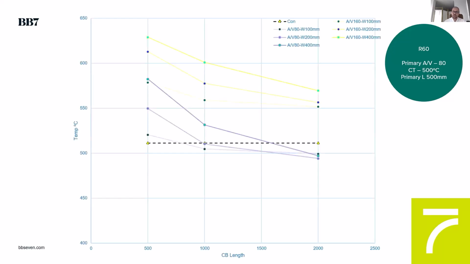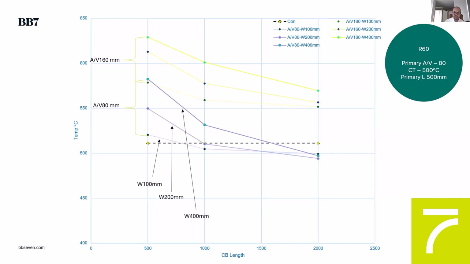So we ran this. I'd like now just to show you some of the results and some of the insights we got from this 2D modeling. What I'm going to show you now is for an R60 sample, a primary section factor of 80, a critical temperature of 500, and centers of 500 millimeters between the profiles. And what you're seeing here is a section factor of the secondary of 80 and a secondary of 160 section factor.